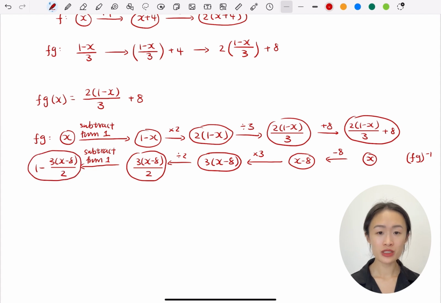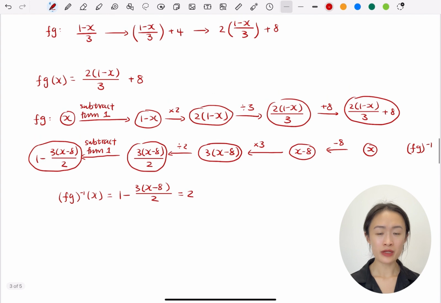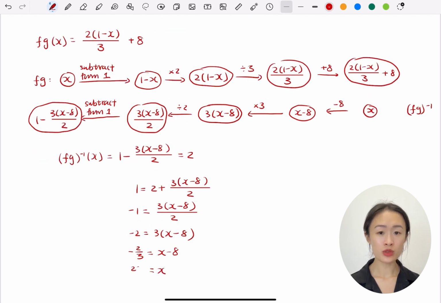Okay, so now in the question, we needed to find x such that fg inverse is 2. So we know what fg inverse is. We set that equal to 2 and solve for x. By rearranging, we know that x is 22 over 3. Okay, so now moving on to the next question.